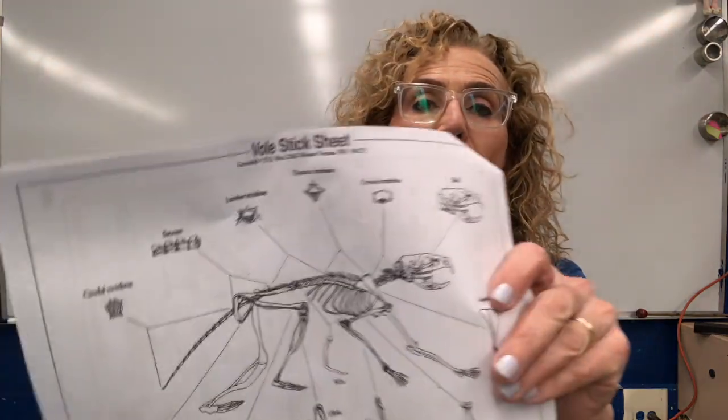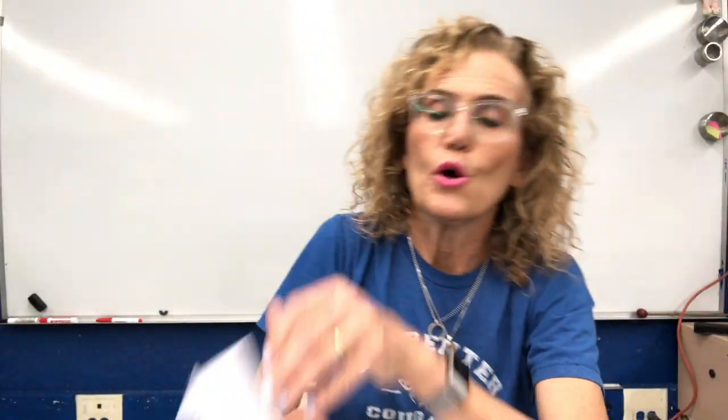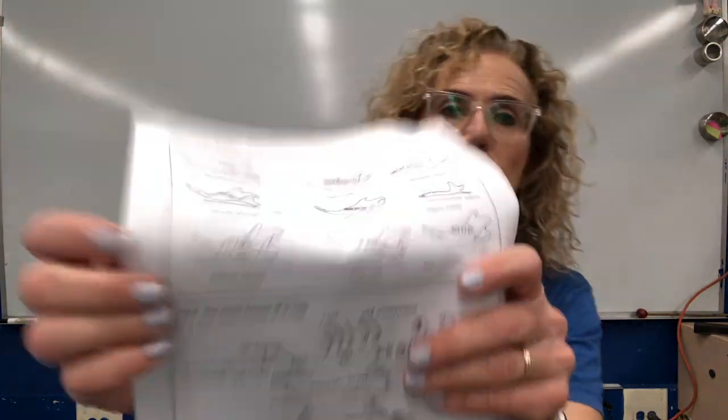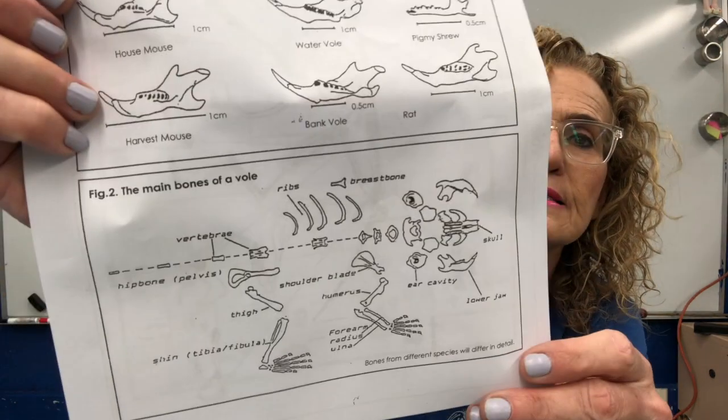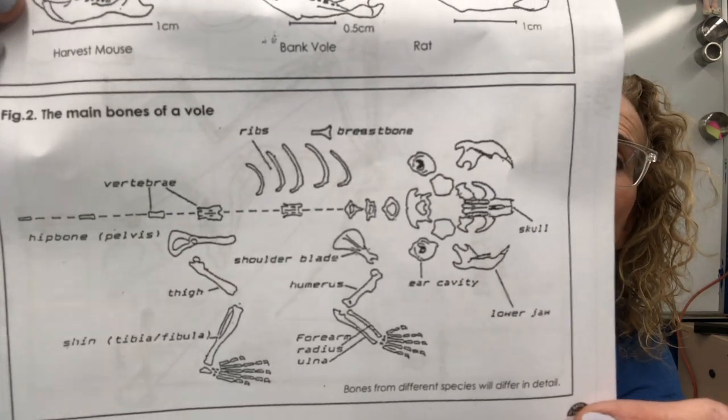And then you can actually create your own little skeleton of a rodent if you find the right pieces. And on the very back, it talks about jaw shapes and things like that. And this is how you might be able to put together the skeleton. All right, let's get started.